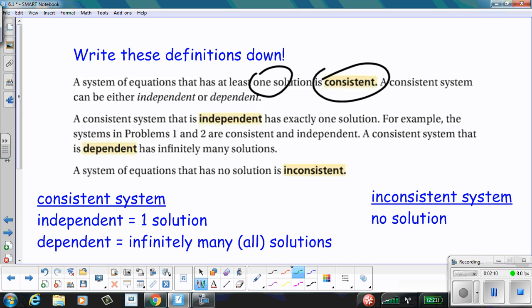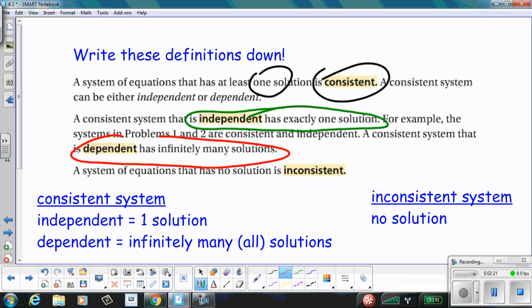It will be independent if it only has one solution, and that's what happened in our first 2 examples where they intersected. And a system could be dependent if it has an infinite number of solutions. Infinite number of solutions would be if 2 graphs lay on top of each other. Maybe you've heard that called collinear in the past. And then also, a system of equations that has no solutions would be considered inconsistent. No solutions would include there's no intersecting going on. We might see it as something parallel.